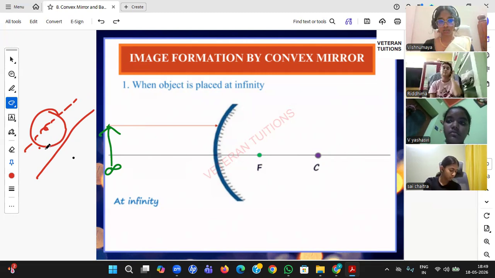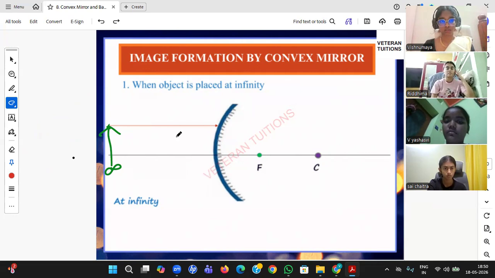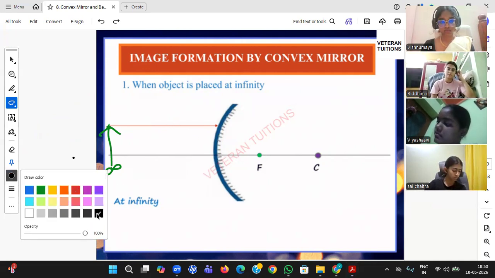Going through the center. That's what I said, student. Okay, so student, this is nothing but an incident ray. Now, as she said, we should draw the normal. Next question comes: how do we draw the normal?